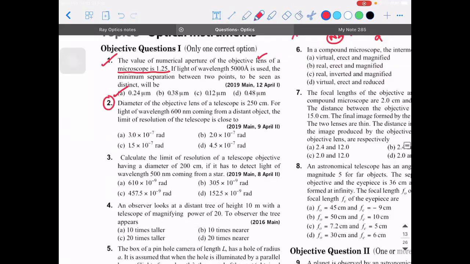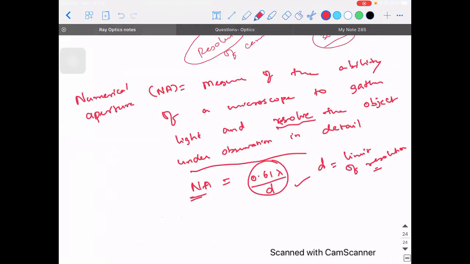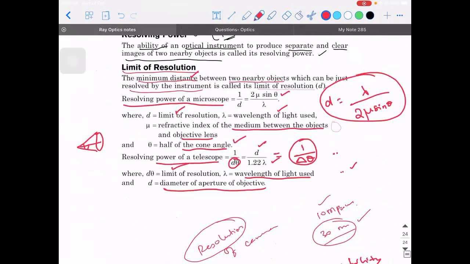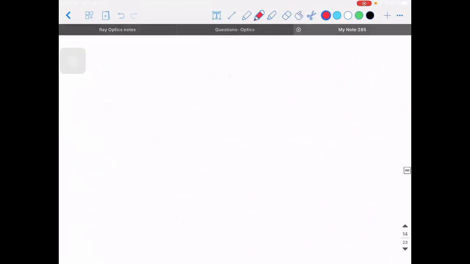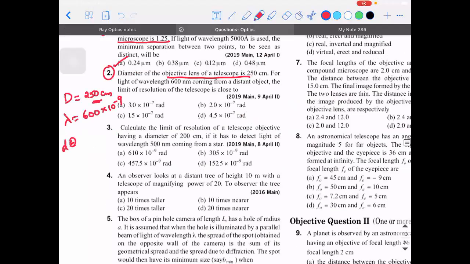Next. The diameter of the objective lens of a telescope is 250, so capital D is 250 centimeter. For light of wavelength 600 nanometer, that is 10 power minus 9, coming from a distant object, the limit of resolution of the telescope: formula, 1.22 times lambda divided by D, where D is the diameter of the aperture of the objective. dθ is equal to 1.22 times lambda divided by capital D. Use a calculator, do it fast and tell me.